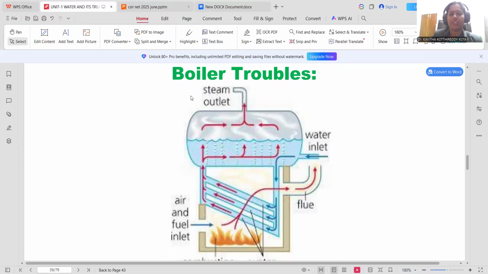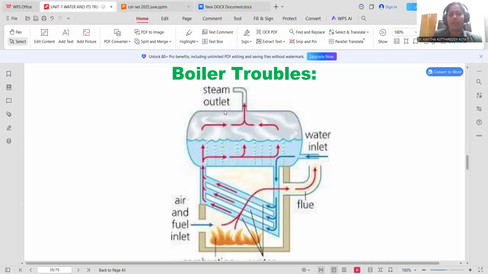Now the session is going to continue with water and its treatment concepts. This is part of engineering chemistry. We are dealing with water and its treatment, unit 1 of engineering chemistry. Boiler troubles is the topic taken for the day.